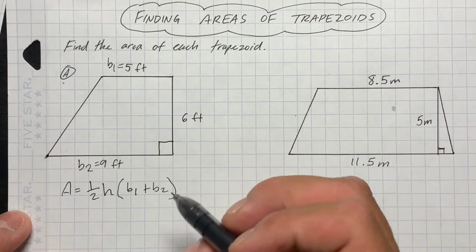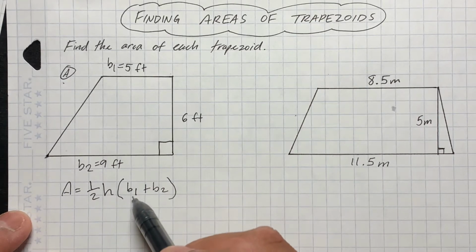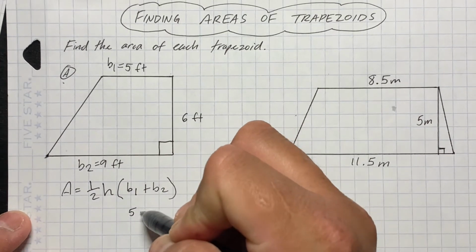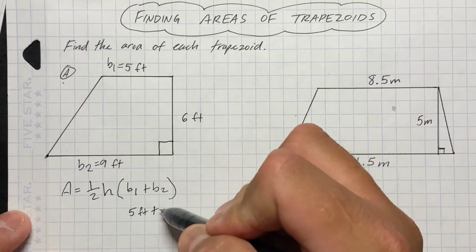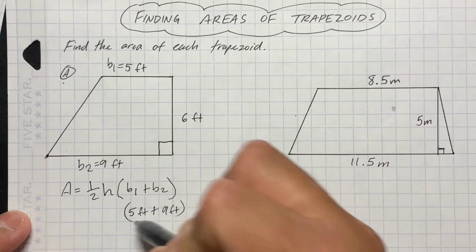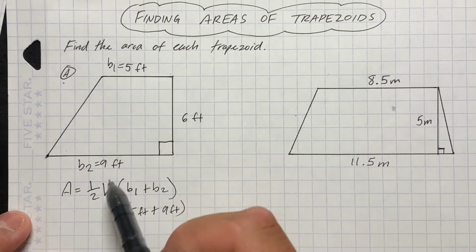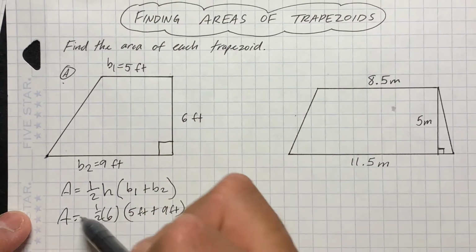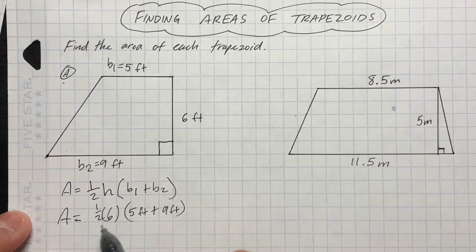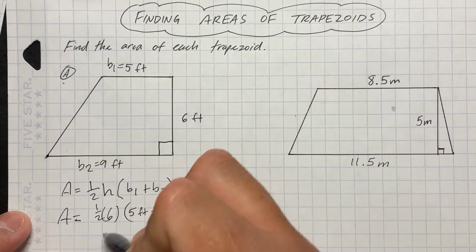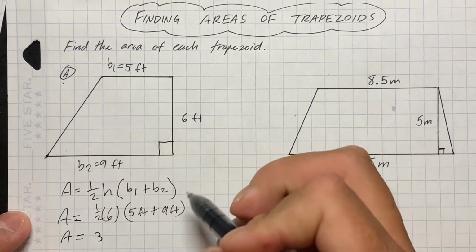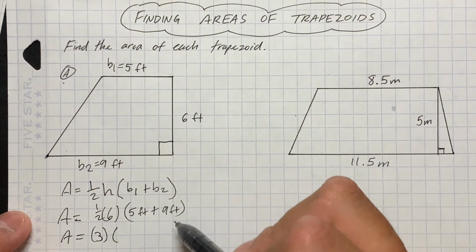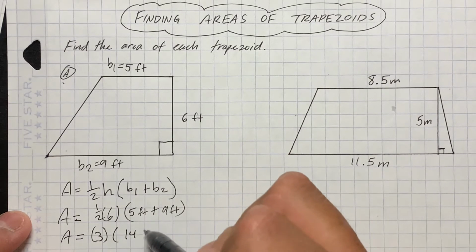Okay, so here's what we're going to do. So base 1, okay, is going to be 5 feet. And base 2 is going to be 9 feet. All right, so I'll leave that in parentheses. And your height is going to be 6 feet. Times half. So again, half times 6, like 0.5 times 6. Half of 6 is 3. Okay. And then all you have to do here is add. What's 9 plus 5? Well, 9 plus 5 is 14 feet.